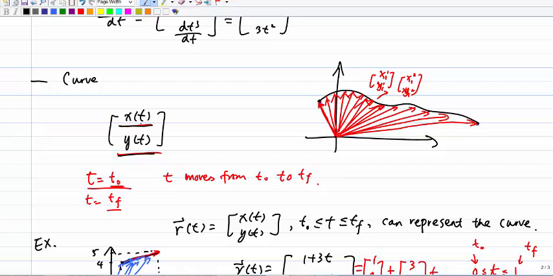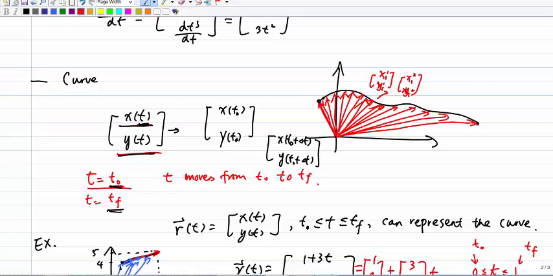So if I let my t move from t0 to tf, I can have many points. For example, I have (x(t0), y(t0)). Let's say this is the point I have. It exactly represents the initial starting point of my curve. I could have also (x(t0 plus a very tiny delta t), y(t0 plus delta t)). So I move just a little bit, and so I have a second point.